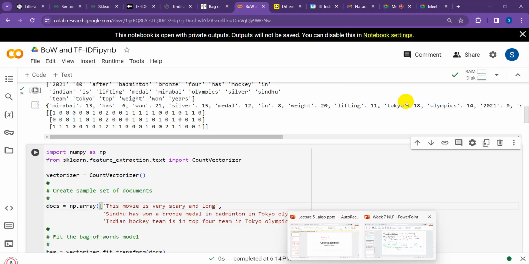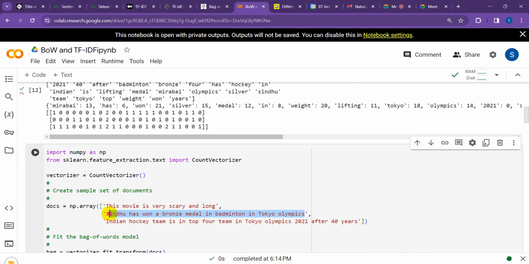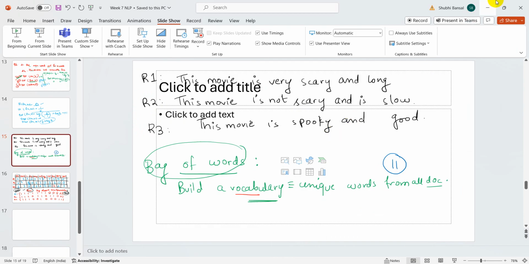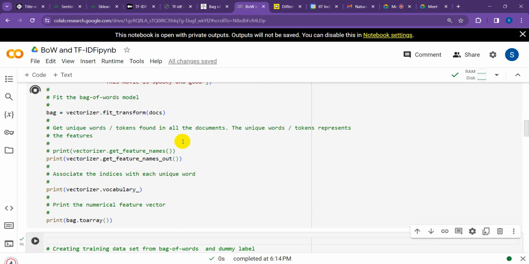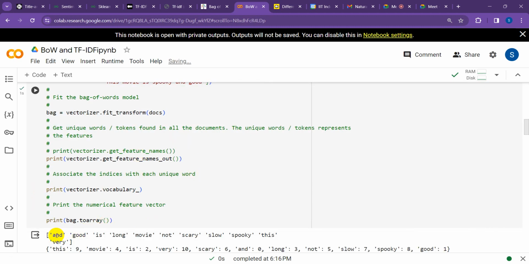Second review was, this movie is not scary and is slow. What was the third review? This movie is spooky and good. Let us see how many words in the vocabulary we are getting.